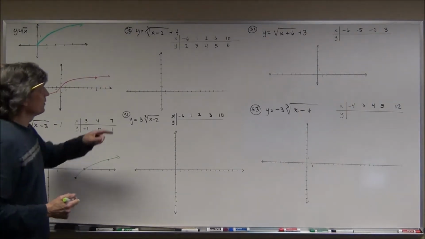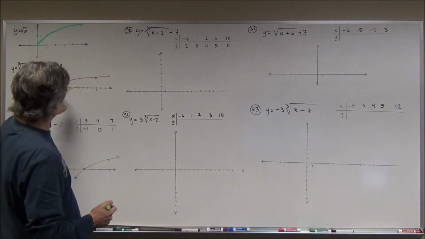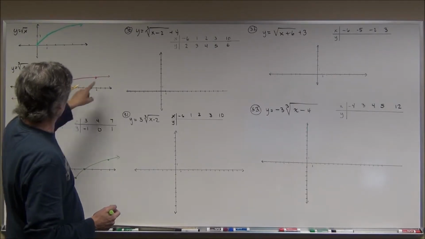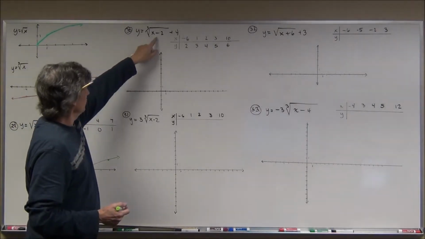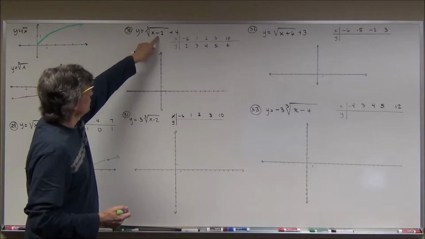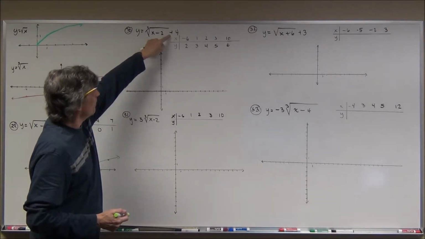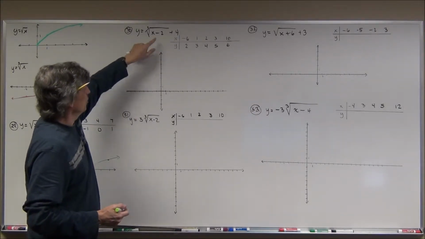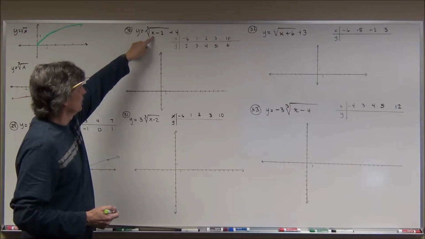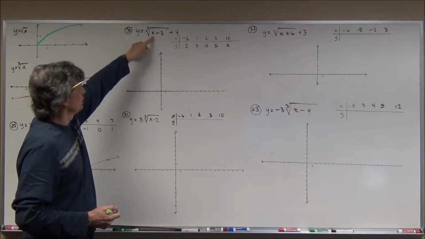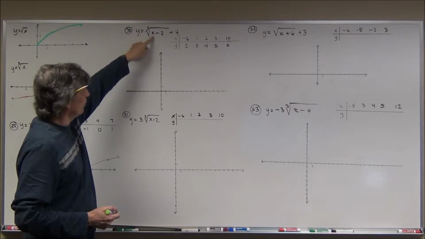Now over here, this is the cube root, so it's going to look kind of like this guy here, where it's extended in both directions, except that you can see from the parent, it's been shifted to the right 2, up 4. To the right 2, up 4. Now what are your perfect cubes? -8, -1, 0, 1, 8. Those are all perfect cubes.